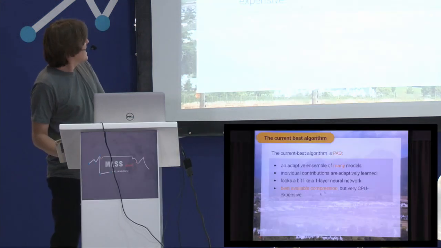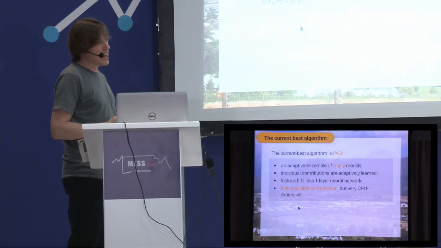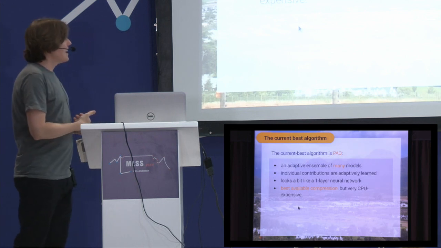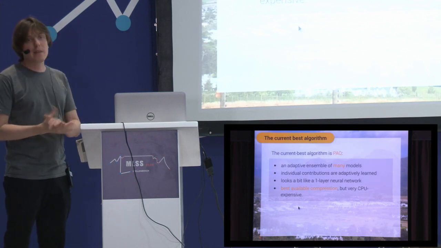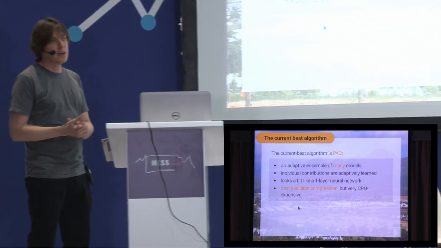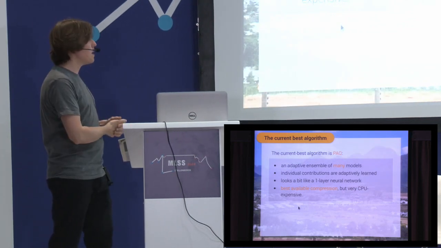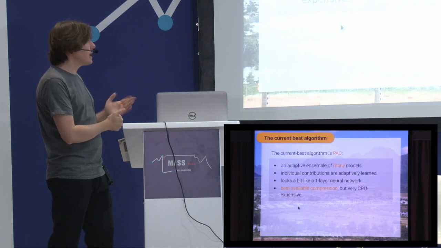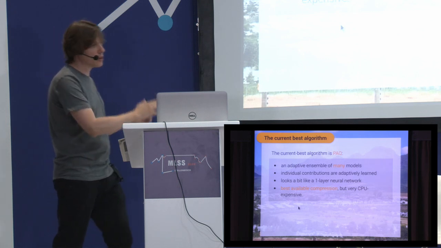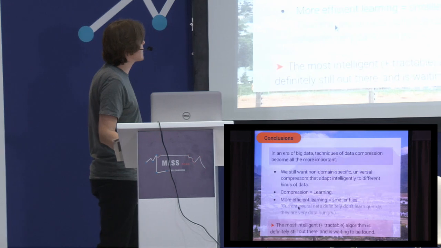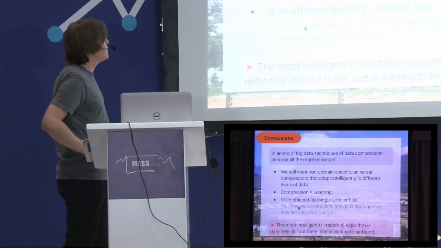So anyway, the current best compression algorithm is PAQ. It's an adaptive ensemble of many models, and that's a whole interesting subject in itself, meta-learning and ensembling. Super interesting. Looks a bit like a one-layer neural network, but not quite. There's a whole paper on it. Ask me if you're interested. Super interesting.